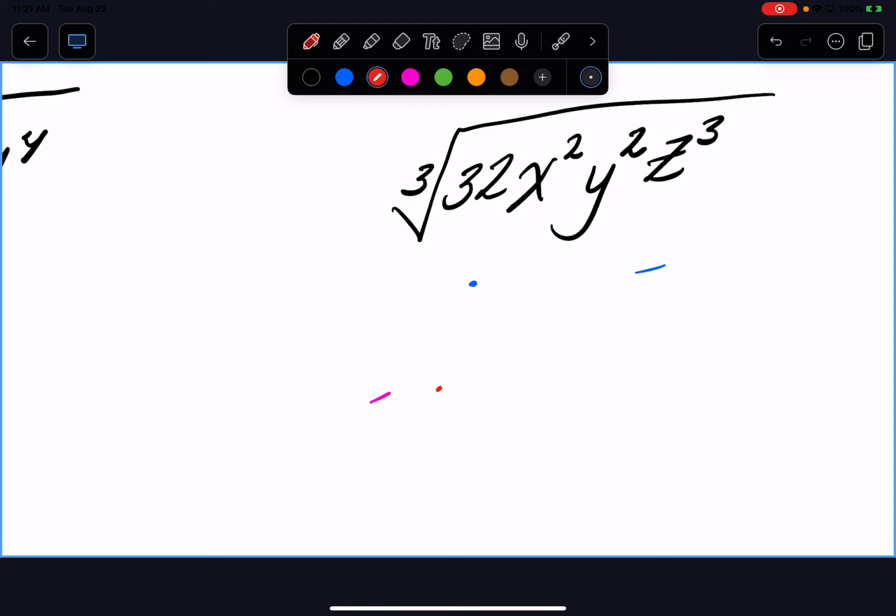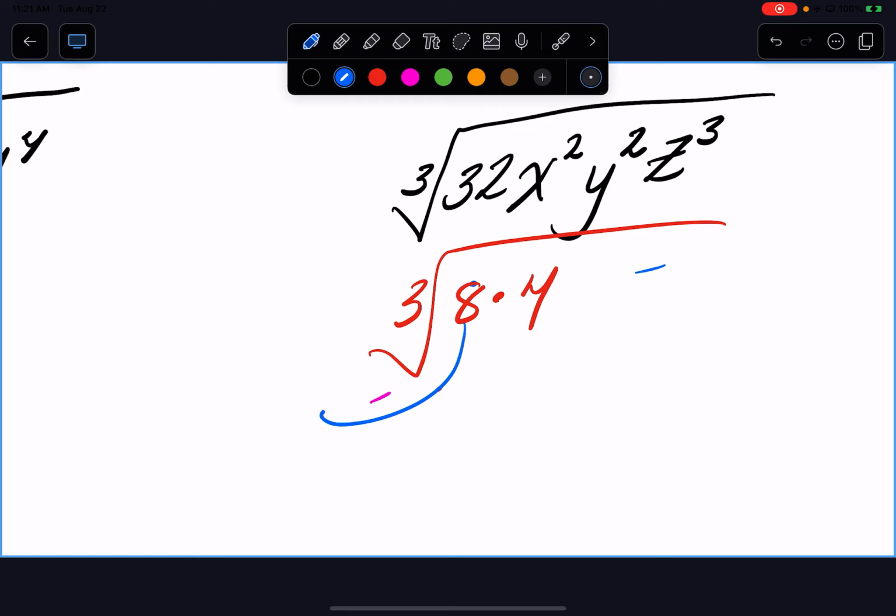Can I show you something? I think you might like this. This is the cube root. Would you agree that 32 is 8 times 4? Yeah. I just take the cube root. I look for perfect cubes. Is there a perfect cube in 8 or 4? Yes. What's the cube root of 8? 2. So I am literally just calculating this in sections.